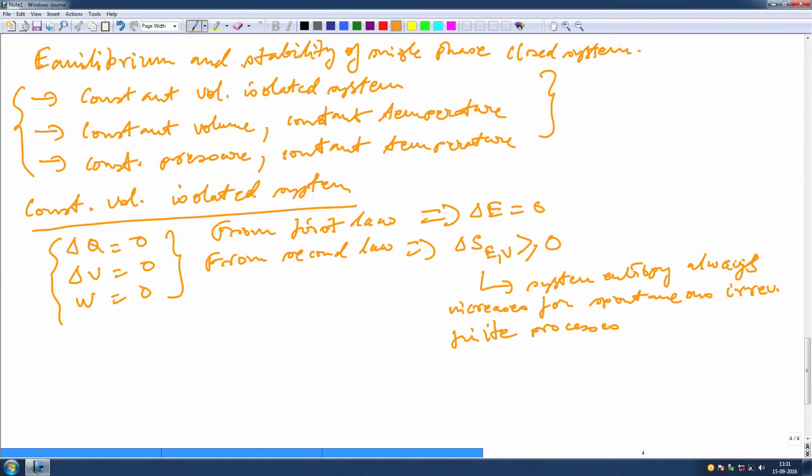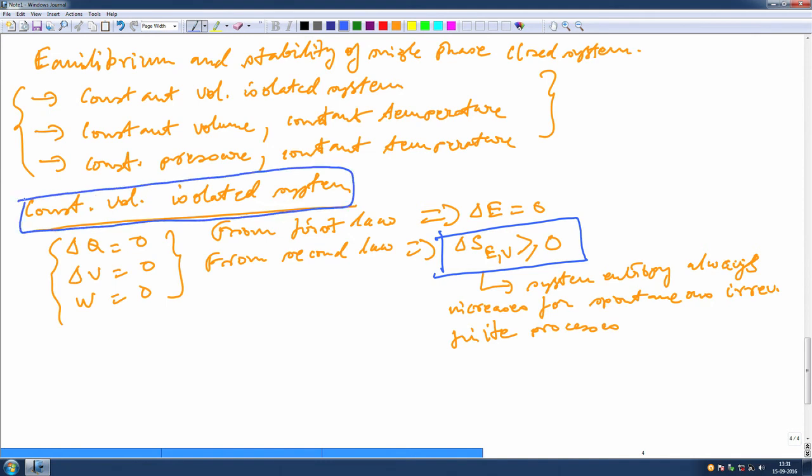Got it. So, that is very obvious that the entropy always increases. If I look at this, the entropy always increases for a system which is constant volume and isolated, and if the process is spontaneous and irreversible, that is the important word, and finite, then the system entropy will always increase. So, that is the stability criteria for a constant volume isolated system, right.